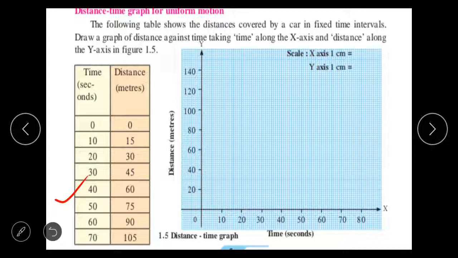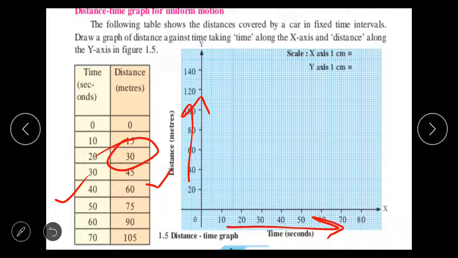Times 0, 10, 20, 30, 40, means there is a difference of 10 seconds. The time is increasing from left to right, so time is plotted on the x-axis. Then on y-axis there is distance in meters, that is first 0, then 15, then 30, then 45, and then 60. Accordingly there is a difference of 15 meters after every interval.